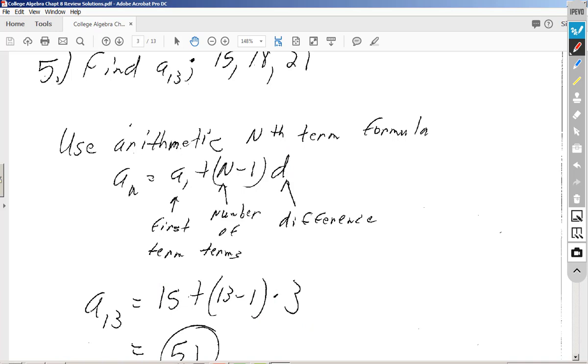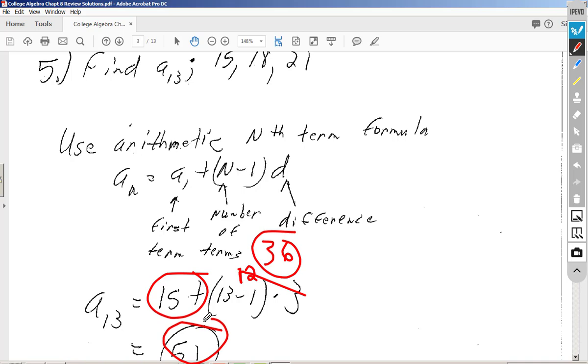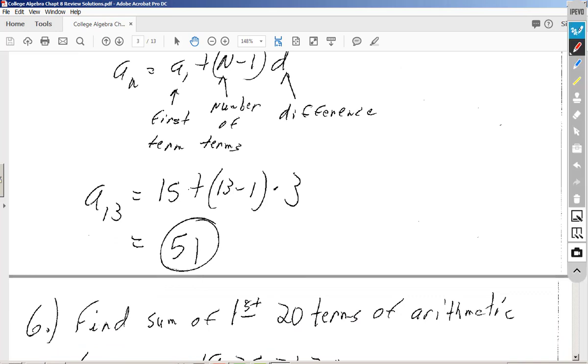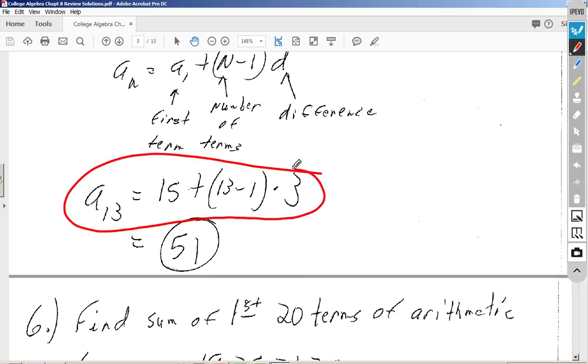Now working this out, 13 minus 1 is 12, and 12 times 3 is 36. Then add that 15 to my 36, and I get my answer of 51. So let me scroll this up just a little bit. Substituting that in, you get 15 plus 13 minus 1 times 3. So your answer is 51.